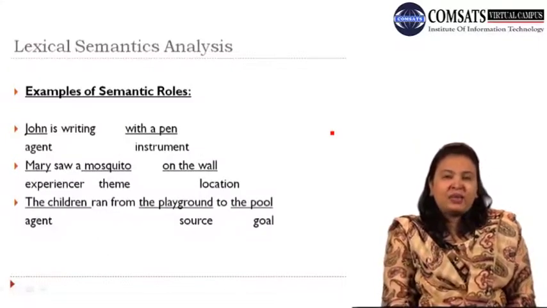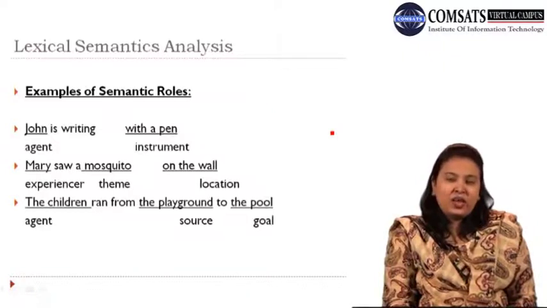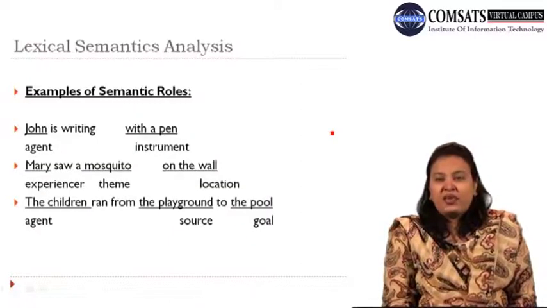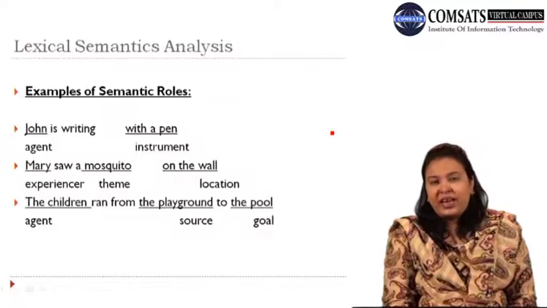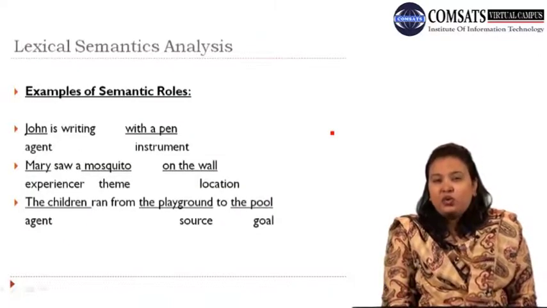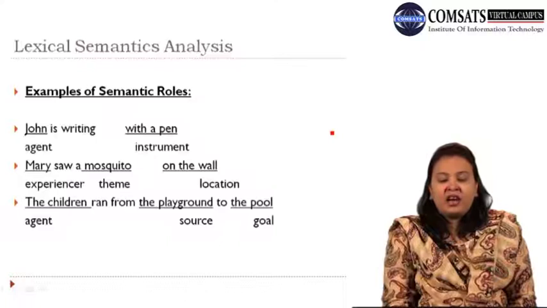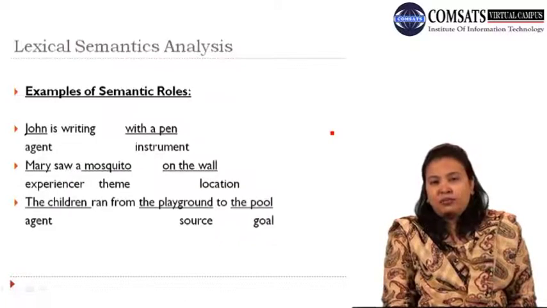Now I have highlighted some examples of semantic roles, like John is writing with a pen. Now writing is a physical activity. So if it is a physical, doing action, John would be an agent. With a pen is not a thing on which an action is performed, rather it is an instrument used to perform the action. So pen is the instrument.